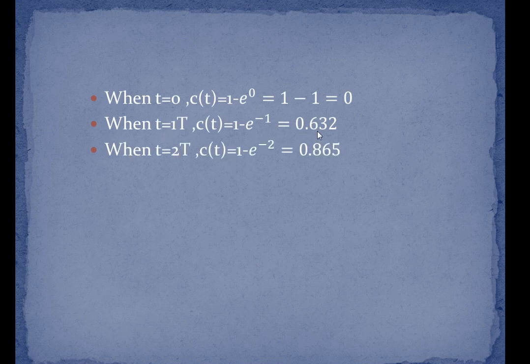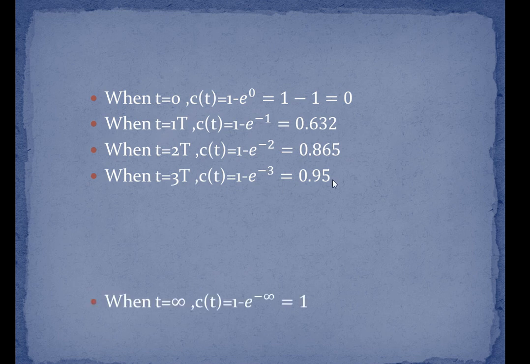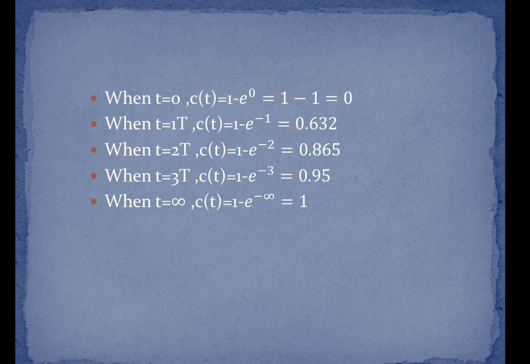And again take t equal to 2 tau. Whenever you take t equal to 2 tau, the C of t equation is 1 minus e power minus t by tau. In place of t you have to substitute 2 tau. Then the equation becomes 1 minus e power minus 2, so the value is 0.865. Again take t equal to 3 tau. The equation becomes 1 minus e power minus 3, and the value is 0.95. Take t equal to infinity. Then 1 minus e power minus infinity, e power minus infinity is 0, so 1 minus 0 is 1.